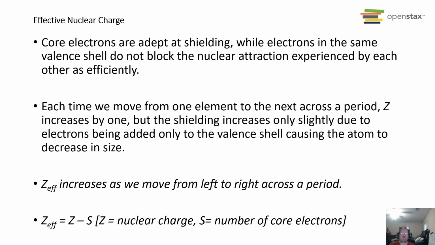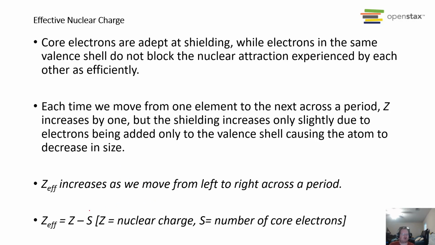Each time we move from one element to the next across the periodic table, Z increases by 1. But the shielding increases only slightly due to those electrons being added to the valence shell, causing the atom to decrease in size. You're still in the same energy level n, so as you go left to right across the periodic table, it gets smaller.